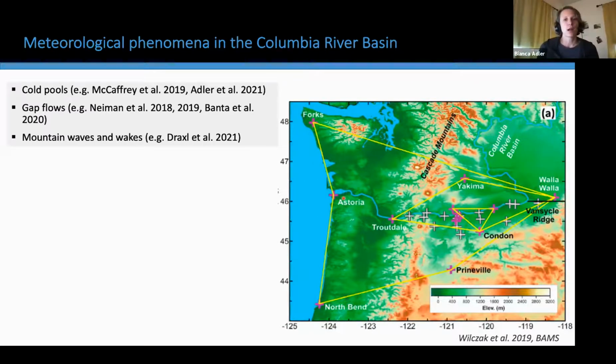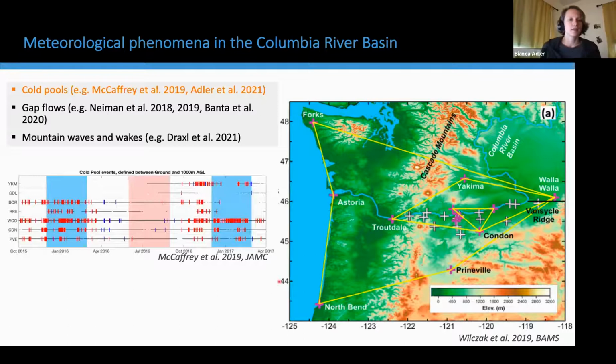There were 3 primary meteorological phenomena identified as the focus of WFIP2 due to their relevance for wind energy, especially in the Columbia River Basin. So these are, on the one hand, cold pools forming in the Columbia River Basin. Then there were gap flows through the narrow Columbia River Gorge, and mountain waves and wakes forming over the Cascade Mountain Range. In this talk now, I will focus on cold pools only.